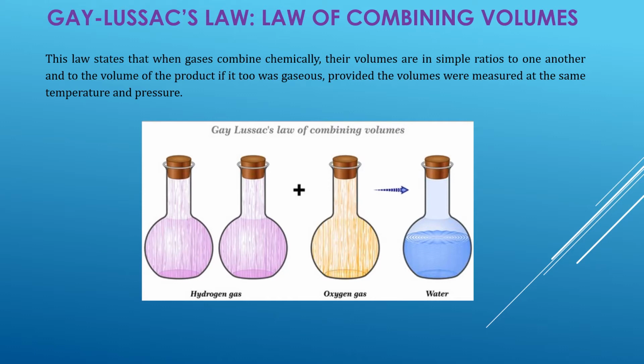To find the volume of the water, we can use a ratio like this: mole of hydrogen gas is to mole of water, or mole of oxygen gas is to mole of water, depending on which of the two reactants is the limiting reagent. Whichever is the limiting reagent, that is the one we are going to use in the ratio.